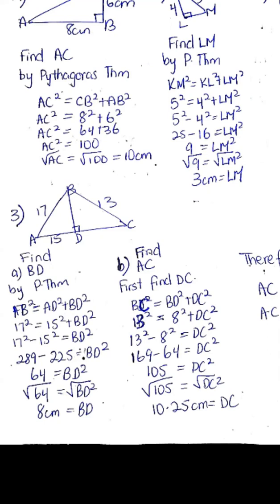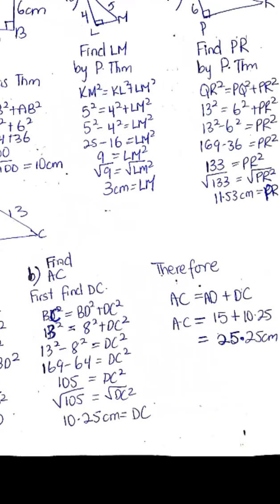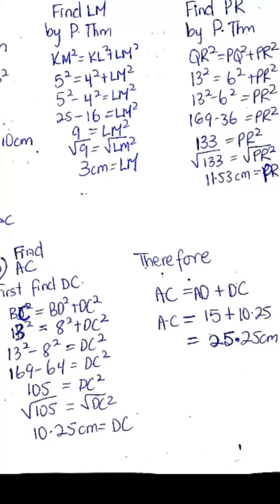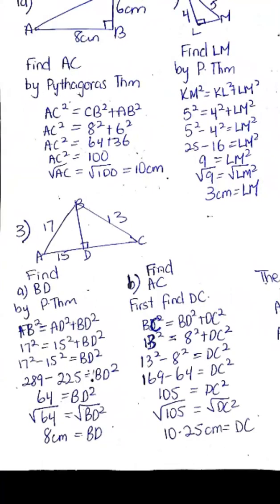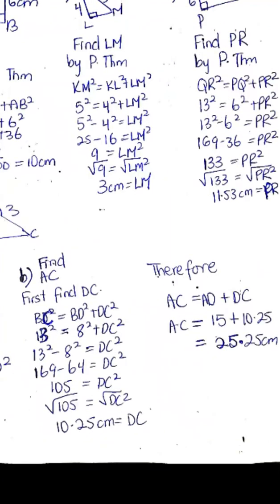Yes, everyone? Great. And everything else is history after that. You know how to go down and solve for your formula. So once we get DC, we worked out DC to be 10.25. So of course we have to add the two parts to get the full line. So we'll add AD plus DC to get the total AC. So that will be 15 plus 10.5, which is 25.25.